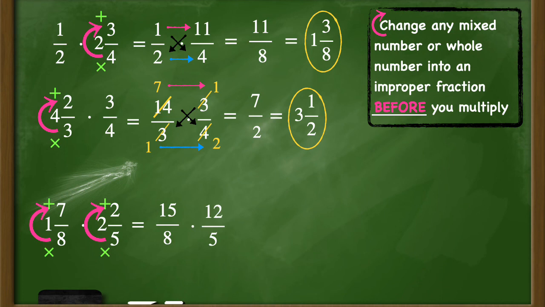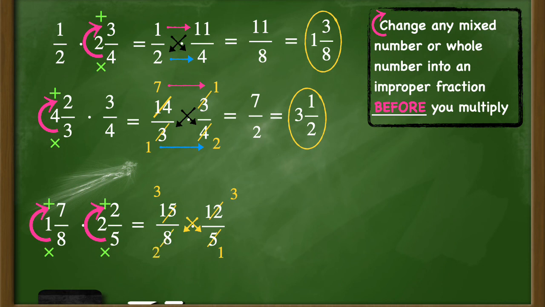Now I'm ready to look for cross cancellation, and I can see that 5 and 15 share a common factor of 5. So 15 divided by 5 is 3, and 5 divided by 5 is 1. Then I'm going to look at 12 and 8, and I can see that they share a common factor of 2. But if I look just a little closer, I can see that they share an even larger common factor of 4, and it's always better to use the larger ones. So I'm going to divide each of them by 4. So 12 divided by 4 is 3, and 8 divided by 4 is 2.